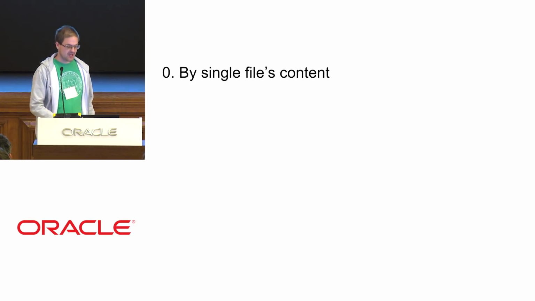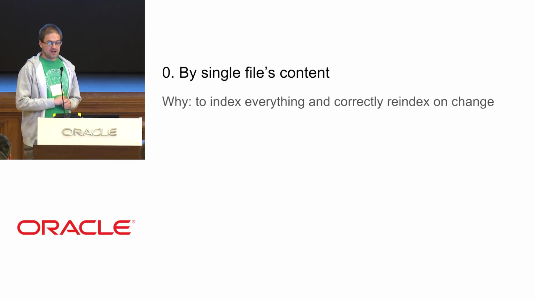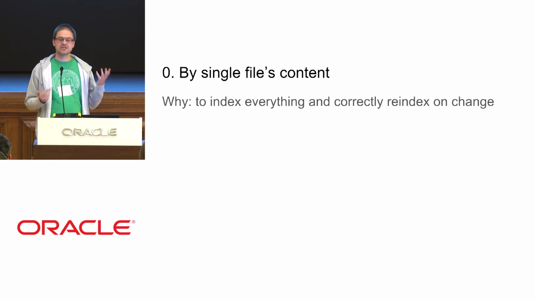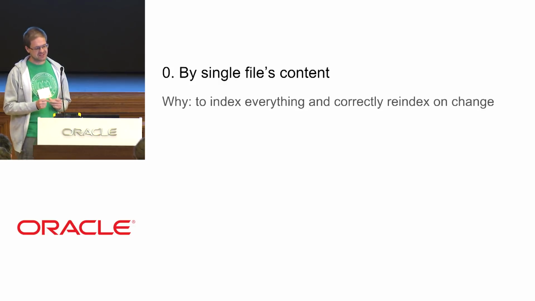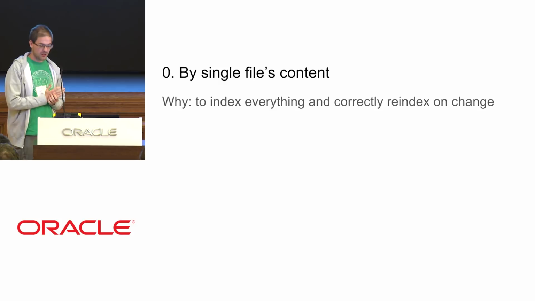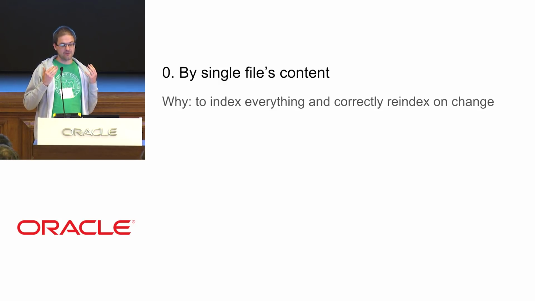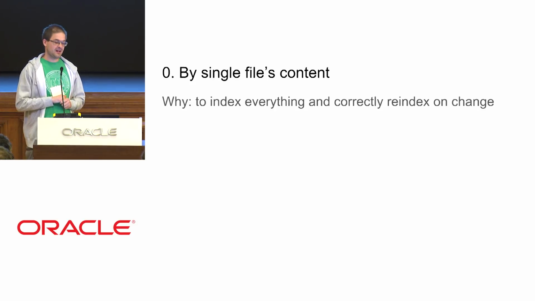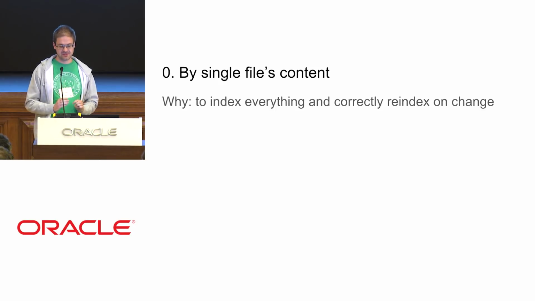Let's start with the point 0. By single file's content. Why do we need that? What is this, and what happens if this is not true? So we need this because then we can treat each file separately, load its contents, parse it, extract all the information about the declarations and references, and store it into an internal database called index, and then quite efficiently use it. And we treat each file separately to be sure that we can invalidate all this cache in the database when this file changes and not anything else changes.